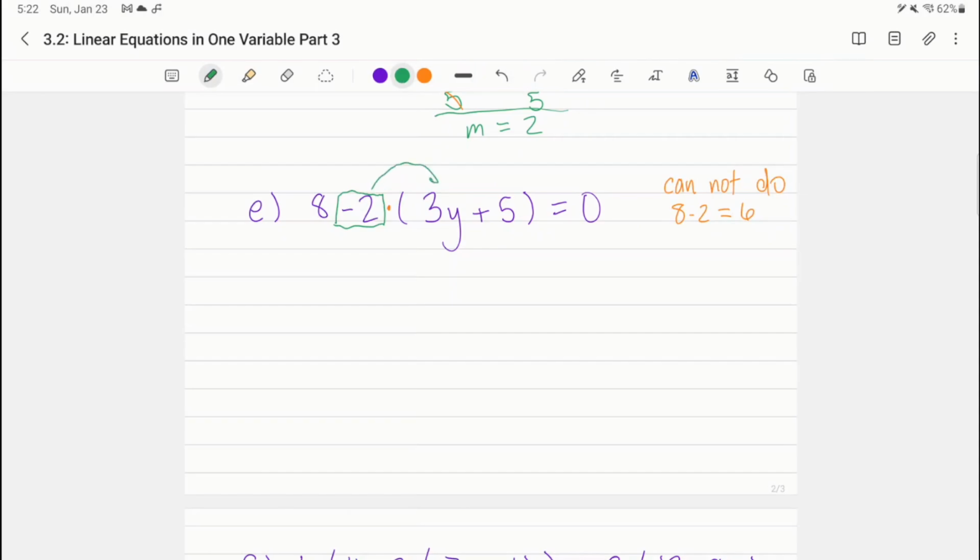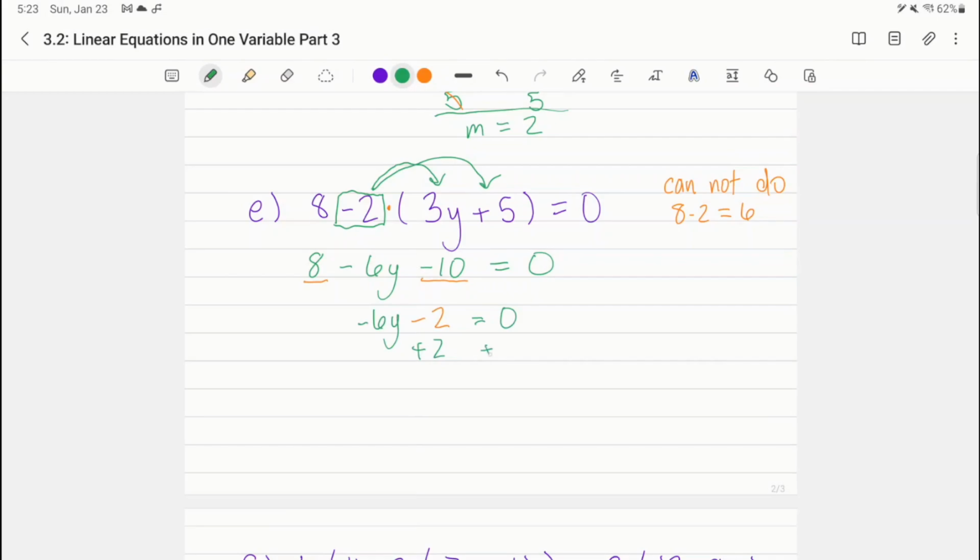So -2 times 3y and -2 times 5. So the 8 doesn't change. -2 times 3y is -6y. -2 times 5 is -10 equals 0. Now we do have like terms. 8 minus 10. 8 minus 10 is -2. Then we have the -6y equals 0.